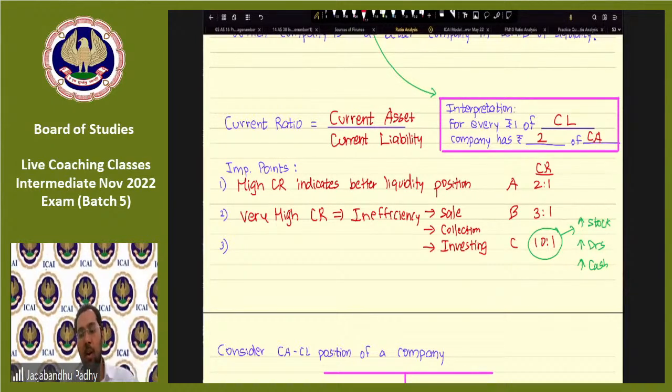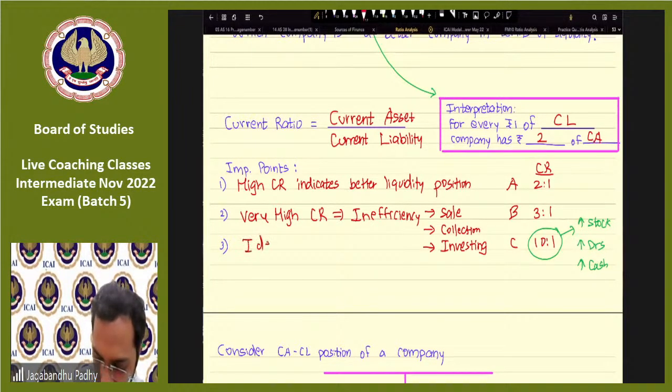So you said, sir, very low current ratio, not good. Very high current ratio, not good. Then what should we do? High current ratio, not good. Low current ratio, not good. What is the ideal current ratio, sir?